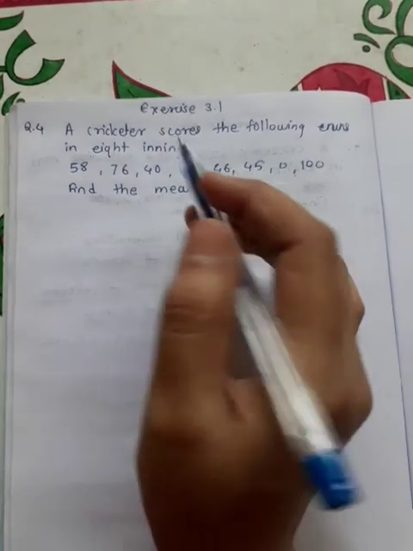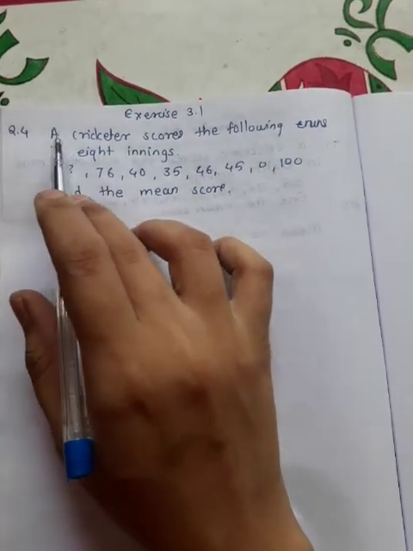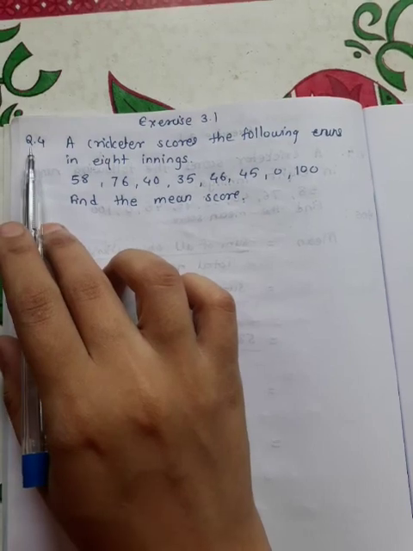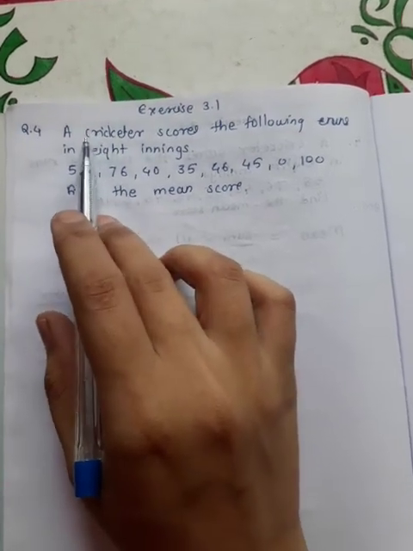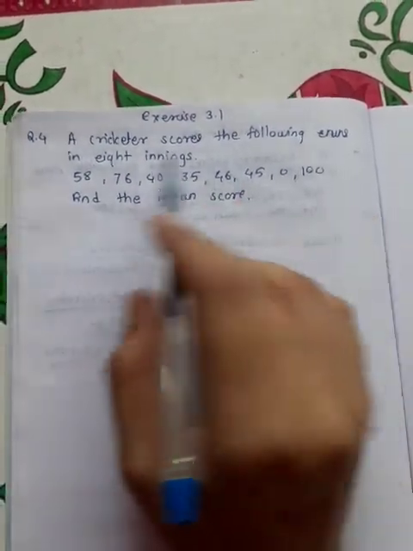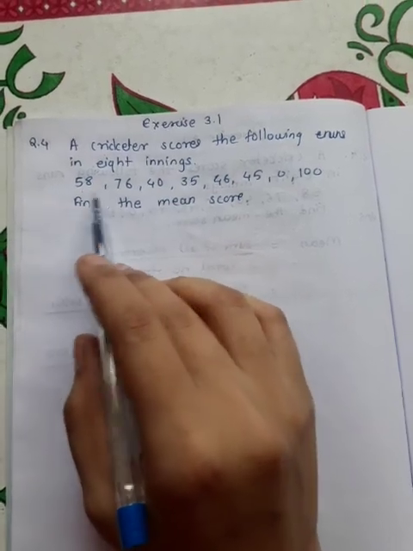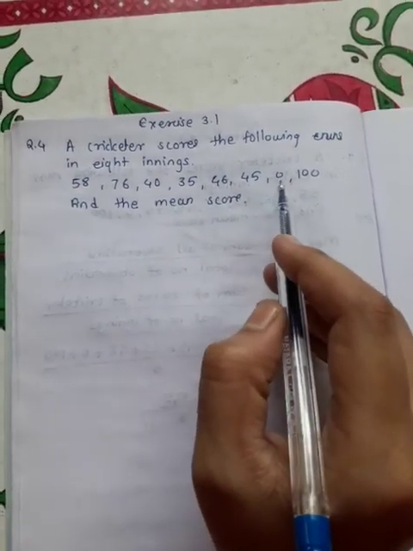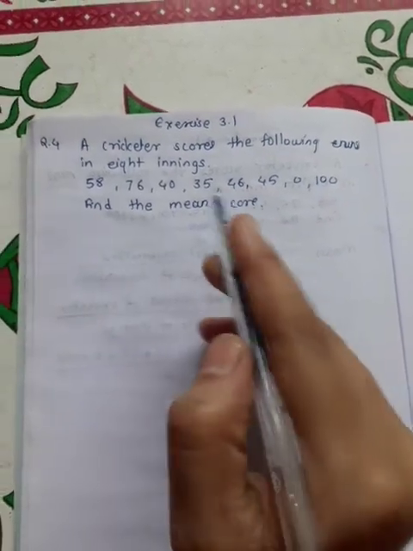We have discussed question number 1, 2, and 3 from exercise number 3.1. Now let's see question number 4. Question number 4 is: a cricketer scores the following runs in 8 innings: 58, 76, 40, 35, 46, 45, 0, and 100. Find the mean score.